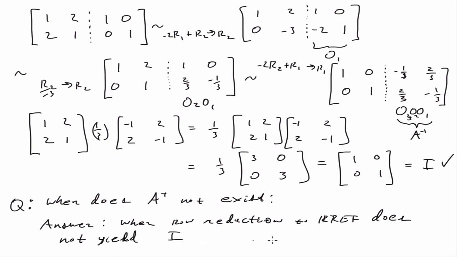So we saw here, after doing all the row operations, we actually yielded the identity matrix. But when we cannot do this, when the row operations lead to some other form of reduced row echelon matrix, then we say that A inverse doesn't exist. All right. So thank you very much. And in a later video, we'll do more examples of finding inverses this way.